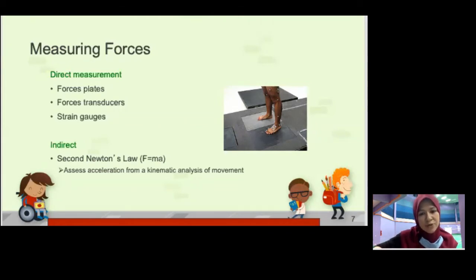So daripada acceleration tu kita kena kira balik macam mana nak dapatkan acceleration. Okay.